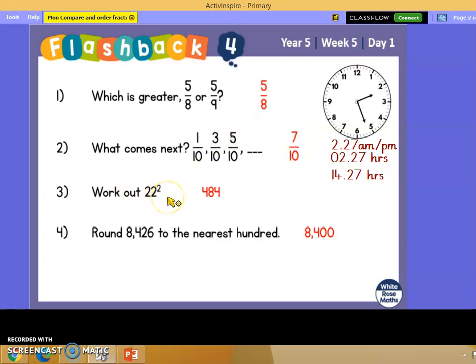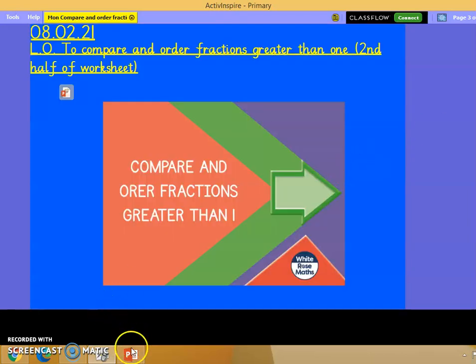Work out 22 squared, so you do 22 multiplied by itself, 484. Round this to the nearest hundred, 8,400, because 20 will round down. And the time on the clock is 2:27, and that's 02:27 in 24-hour clock. If it's afternoon, 14:27. Let's move on to today's learning.